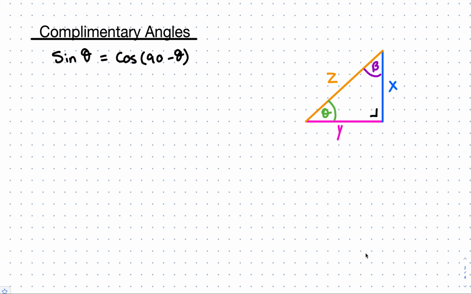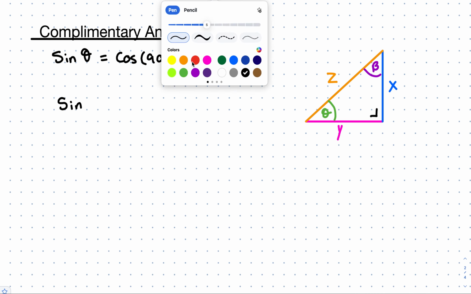Taking a look at why sine of theta is equivalent to cos of 90 minus theta. So to understand this, I'm going to go back to the right angle triangle and go back to what the trig ratios are. So first, let's take a look at sine of theta. And if I follow the angle theta, it's the green angle there.